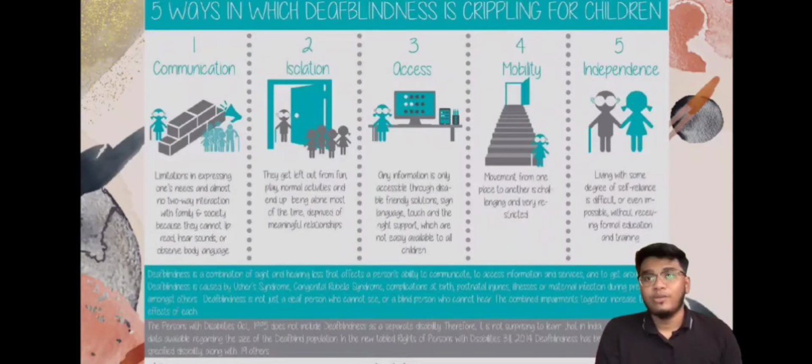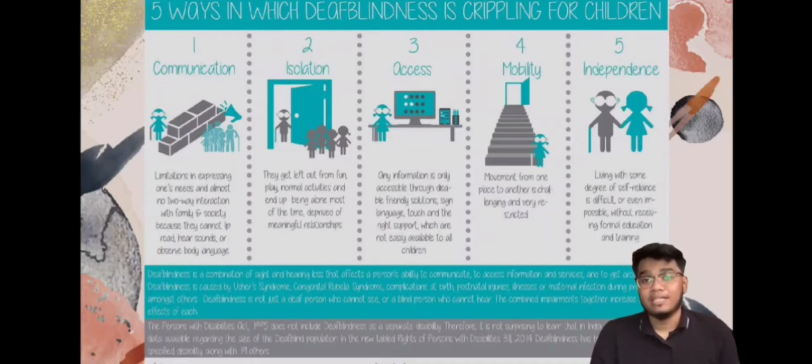Following are the 5 ways in which deaf-blindness is crippling for children. First, communication. Limitation in expressing one's needs, and almost no two-way communication with family members, because they feel like they are having an abnormal lifestyle where they cannot see or hear sound. Second, isolation. They feel left out and couldn't have normal activities, ending up alone most of the time and deprived of meaningful relationships.